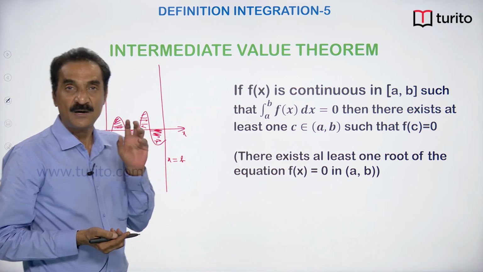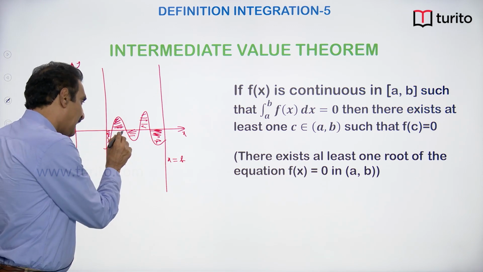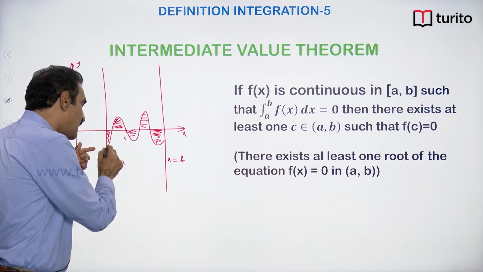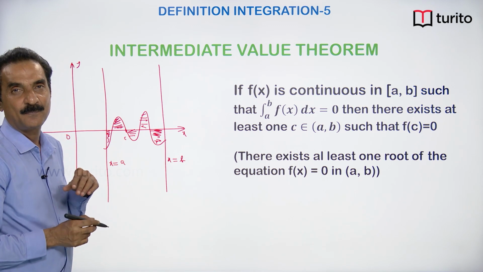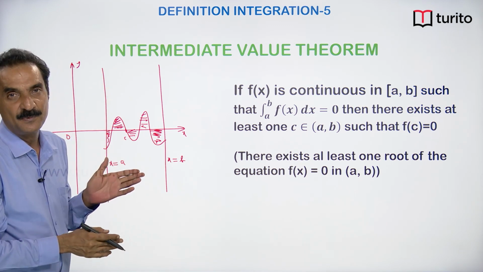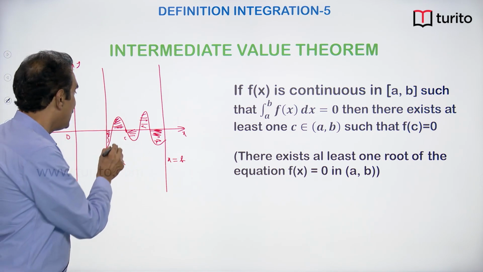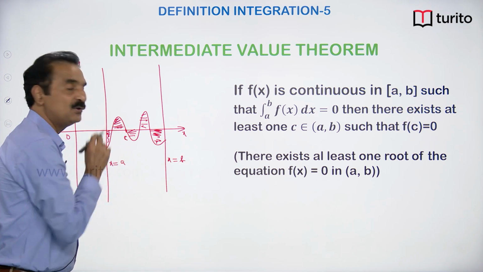So, what can you say? In the interval a to b, at least at one point the graph should intersect the x-axis, because the graph should be some part above the x-axis, some part below the x-axis. The graph of f of x must intersect the x-axis. At that point f of x will become 0.